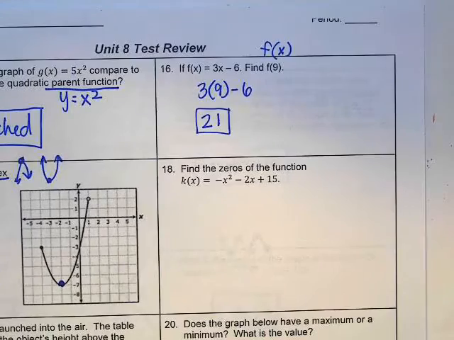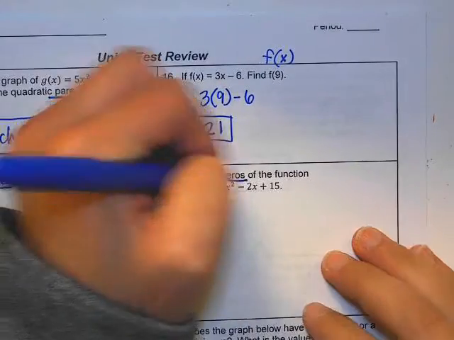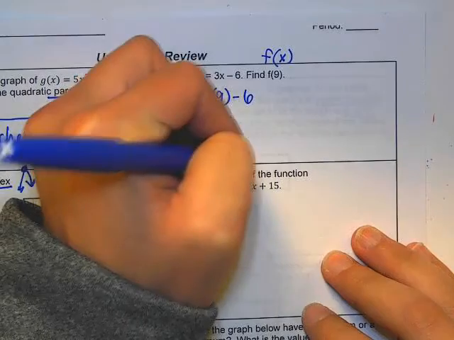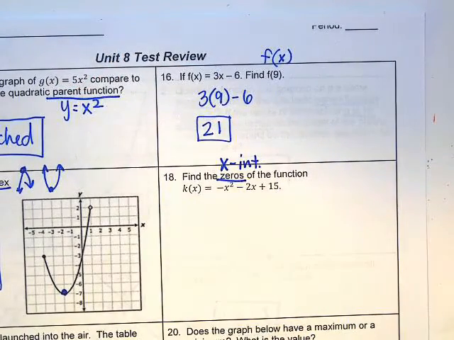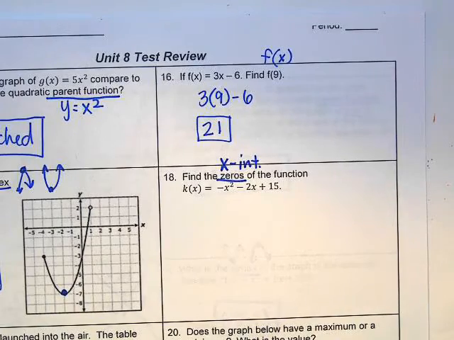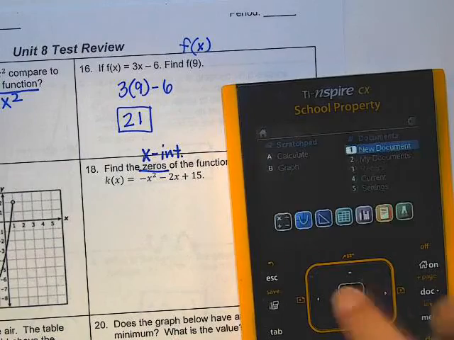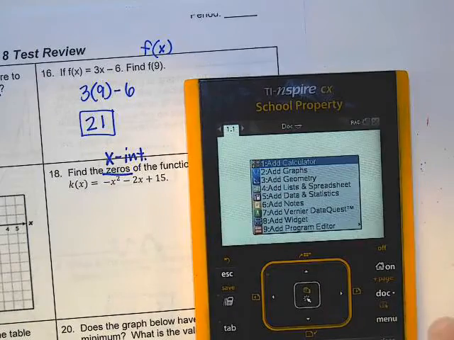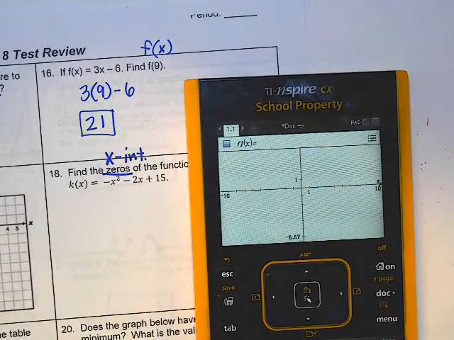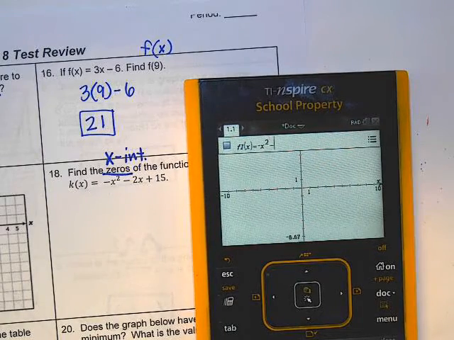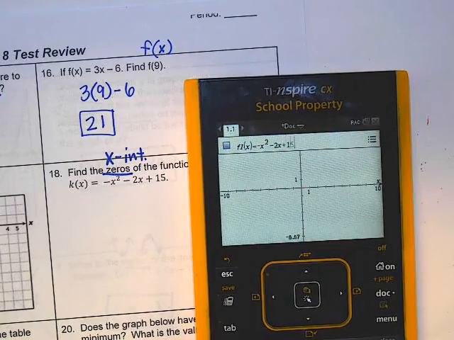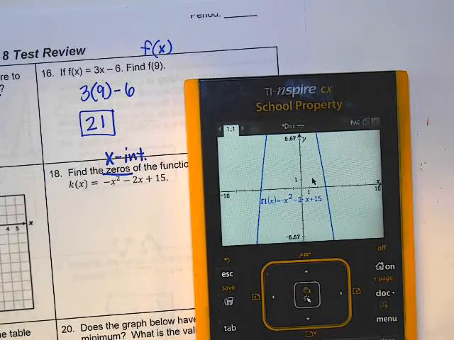18. Find the zeros. What does zeros mean? X-intercept. So how would I know the zeros? Graph. So let's graph it. Okay. Go graph. What have we done almost on every problem? Graph. Graph. Okay, negative x squared minus 2x plus 15. And I want to know my x-intercept.